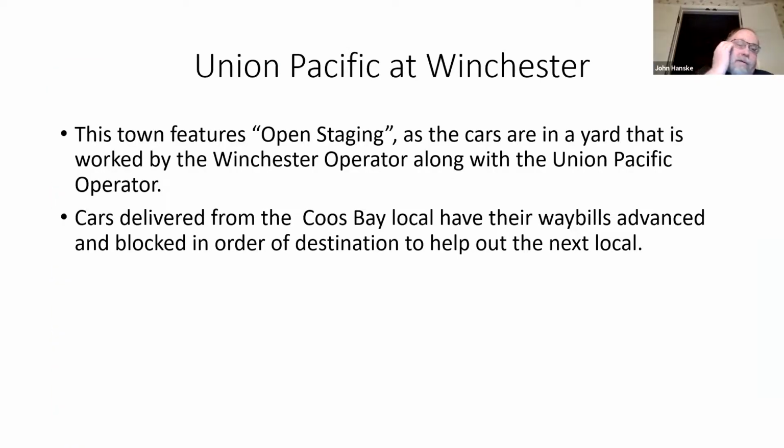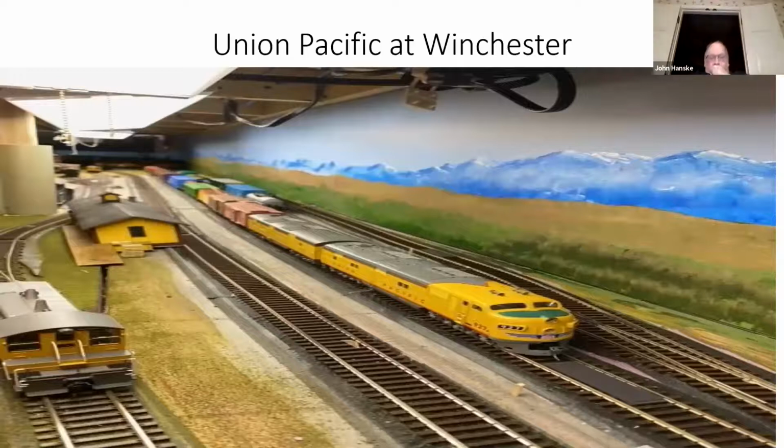Okay, Winchester, that features open staging. The cars are right there, and I'll show you the next slide here. Cars delivered from the Coos Bay local have their way bills advanced and blocked in order of destination to help out the next local. This is the PUP. Behind the caboose is the rest of the world, which I don't show. But the PUP comes out, he goes up to Portland with these big E8s.